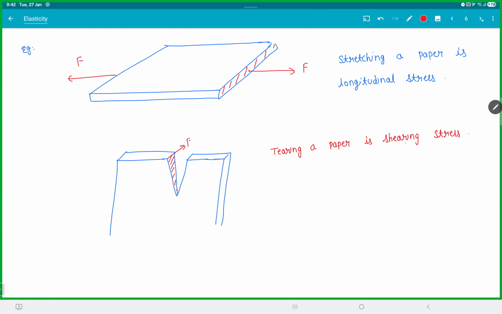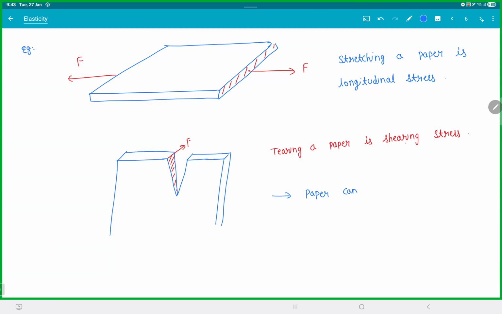So when you're doing construction, tell me one thing. Is it easy to tear a paper or easy to stretch a paper? It's easier to tear a paper, right? If you try to stretch a paper, after some time it will just tear open, but it's difficult to stretch. So if you look at paper, paper can withstand longitudinal stress but cannot withstand shearing stress.